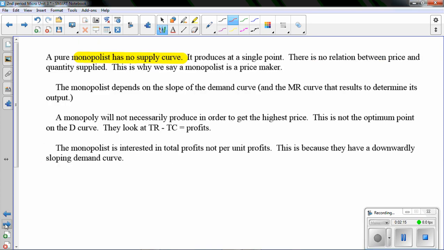The other thing about monopolists that is interesting is, of course, they have the downward sloping demand curve, and therefore they have that marginal revenue. And since they have to lower the price on that unit and all previous units, you have a marginal revenue curve that falls at a faster rate.